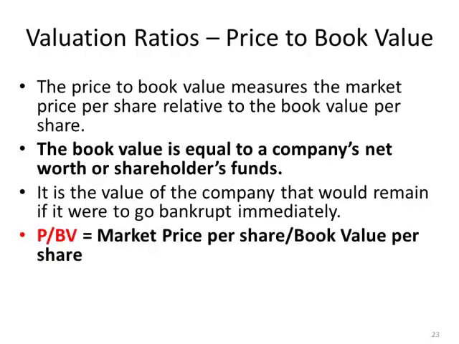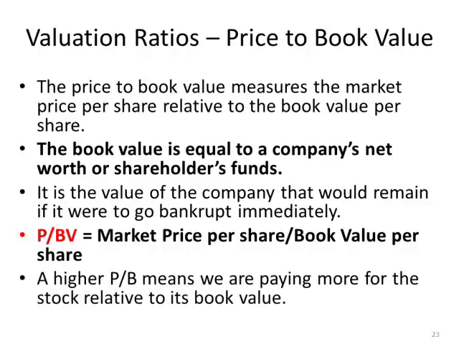The way we calculate this is that we take the market price per share and divide it by the book value per share. A higher price to book ratio means we are paying more for the stock relative to its book value. What we tend to find in general is that the market value per share is almost always higher than the book value per share, because the book value per share is kind of like the minimum value you would expect, since it can be realized if the company were to go bankrupt.